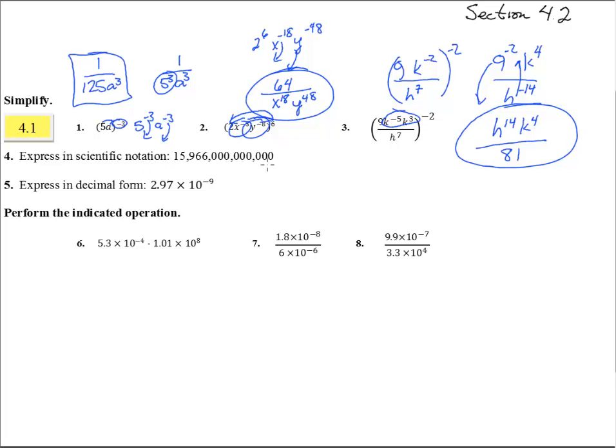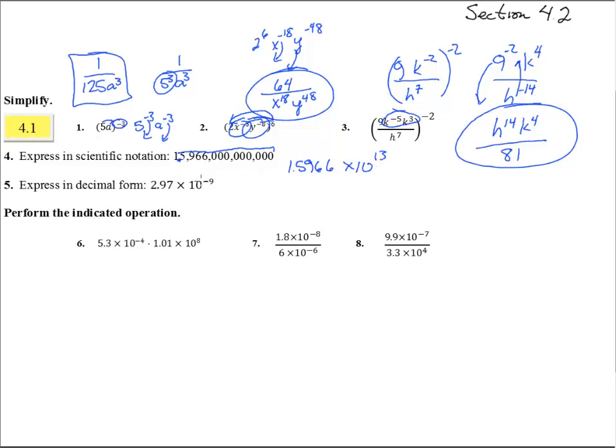Number 4. Express in scientific notation. So that means we need to put the decimal right there to have 1.5966. And we moved it how many? 3, 6, 9, 12, 13 places. That's 1.5966 times 10 to the 13th place.